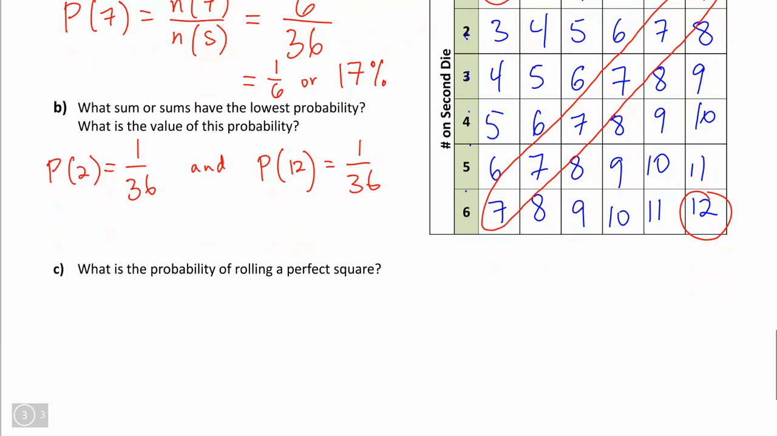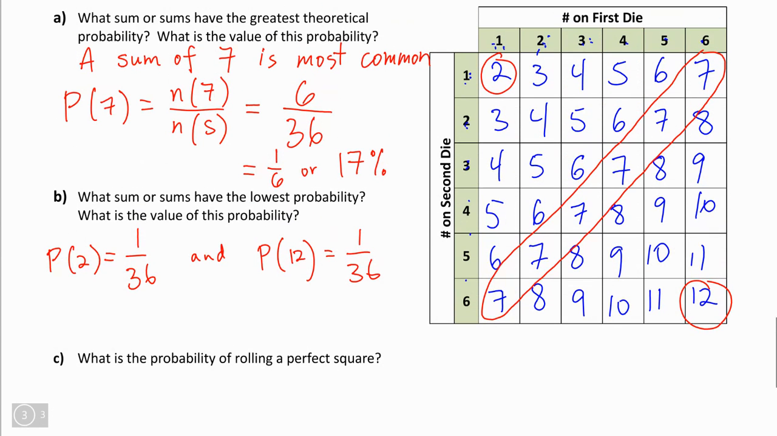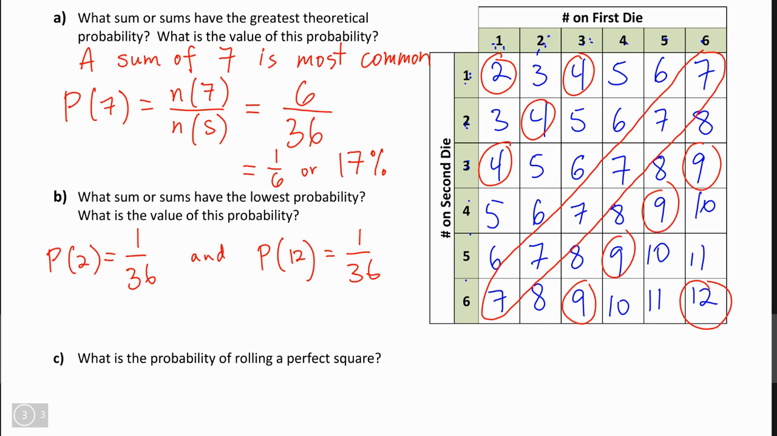Very small chance. Part C, what is the probability of rolling a perfect square? Oh, what's a perfect square? You have to remember a little bit of mathematics. So perfect squares are numbers that have a factor that if I square it, I get that original number. So I'm thinking about like the number 4. So 4 is just 2 squared, so 2 times 2 is 4. And then you have 9, so 3 times 3 is 9. Okay, no other numbers here are perfect squares. So it's just 4 and 9.